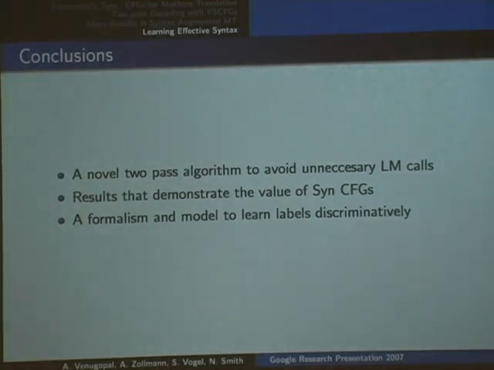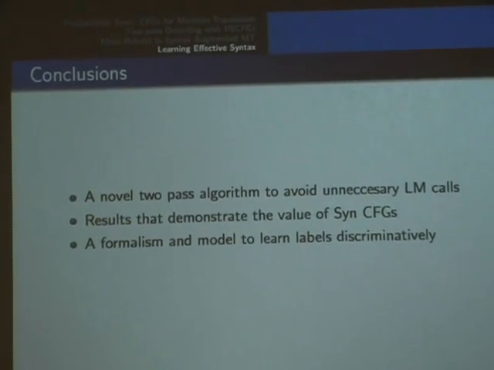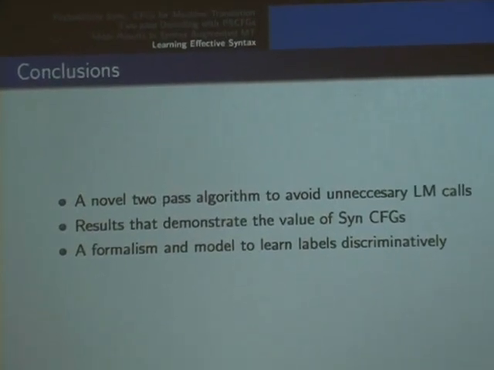So, general top-level conclusions: I spent the most time talking about this two-pass algorithm that really tries to avoid unnecessary language model calls, and we have some results that demonstrate the value of using these kinds of systems. And a small proposition for a formalism and model to learn labels discriminatively. That's about it.